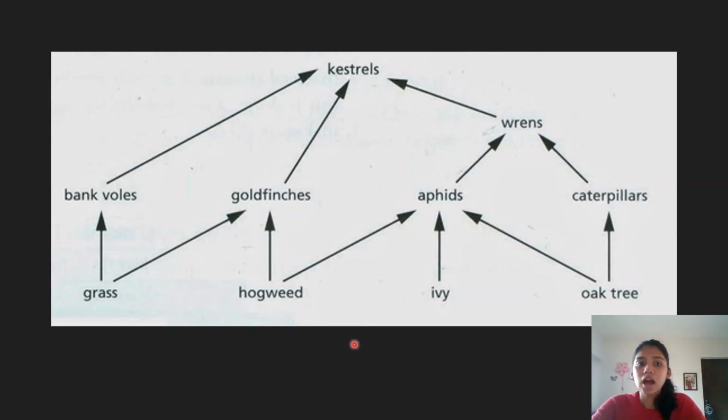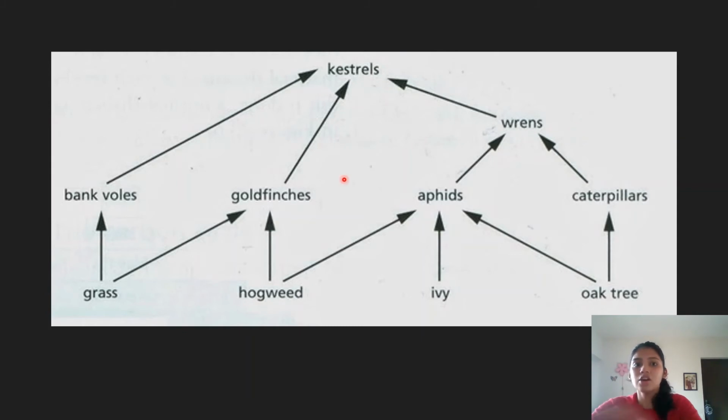Okay. Now, another thing is they make these scenarios for you. So supposing there was a disease that caused the number of bank voles to diminish. That means the number of bank voles became smaller. So that means bank voles are only fed on by kestrels, which means that there is less prey for kestrels from this side. So kestrels have to maintain their energy levels, which means they will feed more on goldfinches and wrens, which means there'll be a reduction in the number of goldfinches and wrens because they'll be feeding on them more.